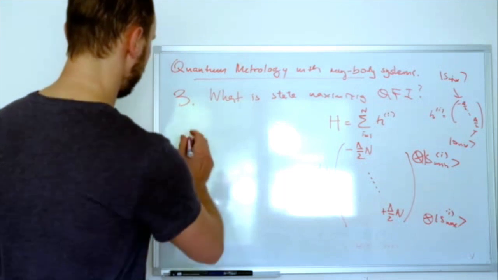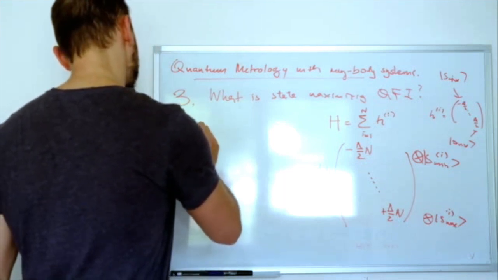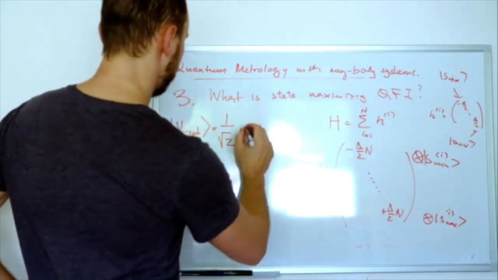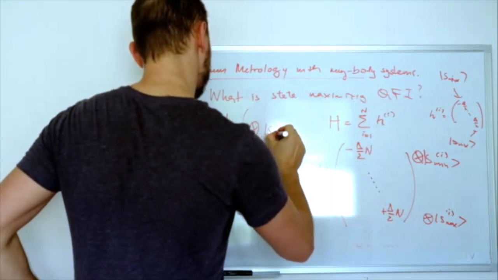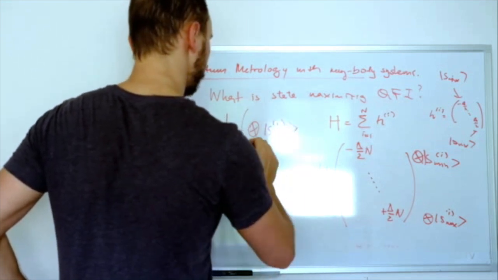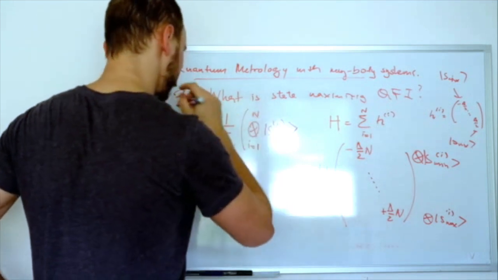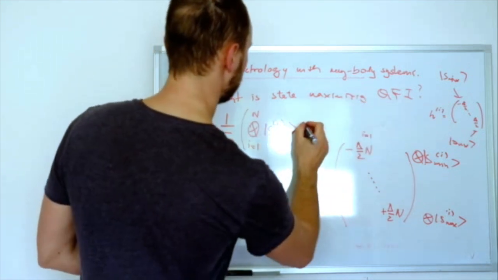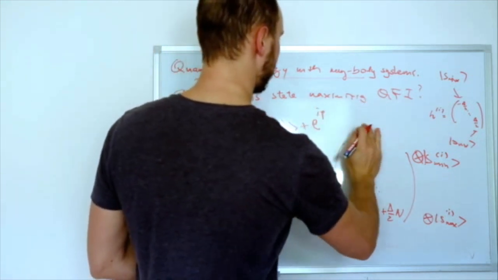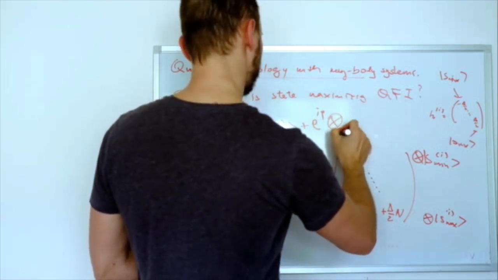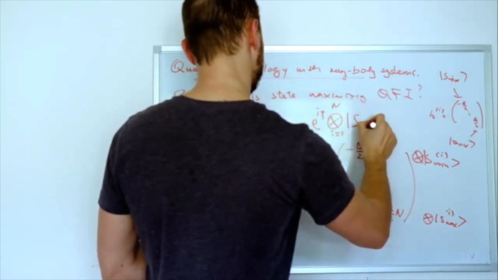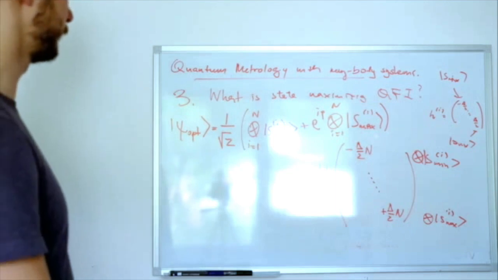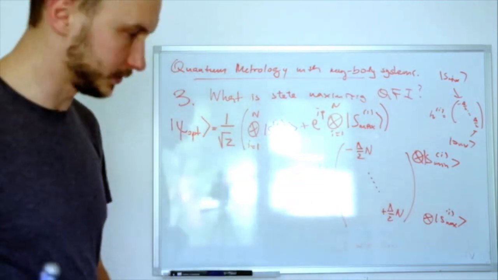So what do we get? Since we found the extremal eigenvalues, the optimal state psi opt is equal to 1 over square root of 2 times the tensor product of all states S min for i equal to 1 to n, plus some phase factor, which is not important for the variance, times the tensor product of the maximal eigenstates for i equal to 1 to n. Which follows from the spectral decomposition of the global Hamiltonian.